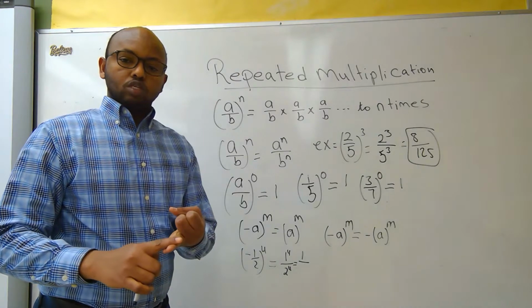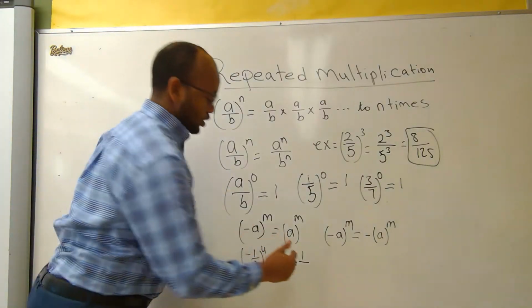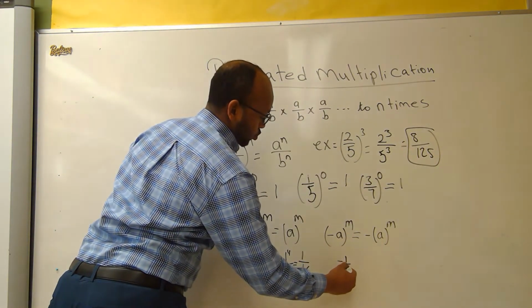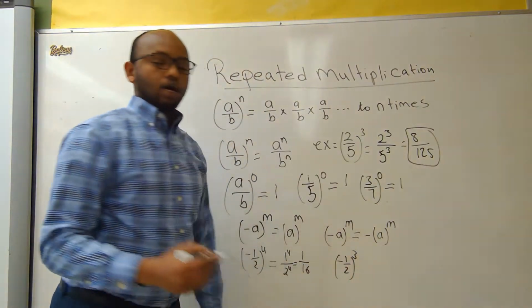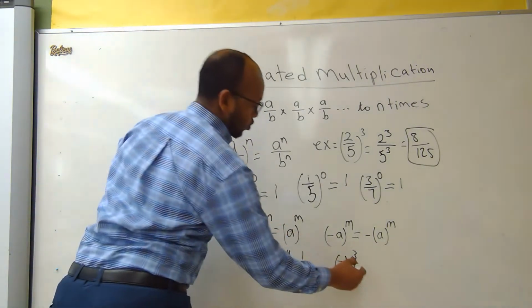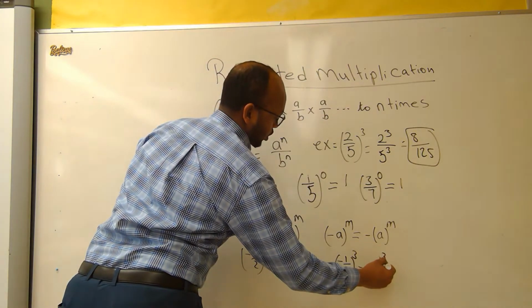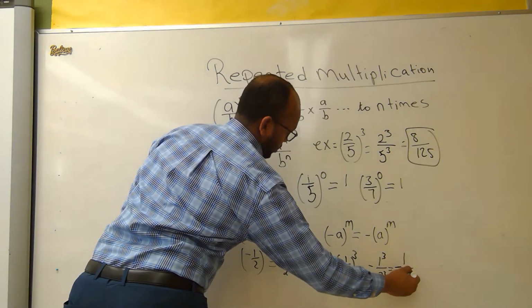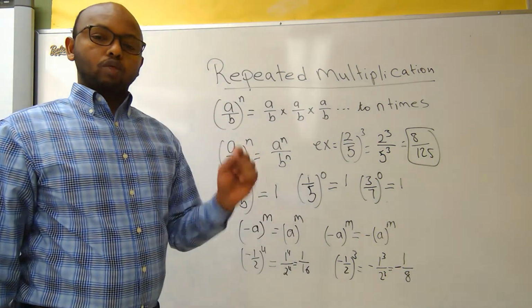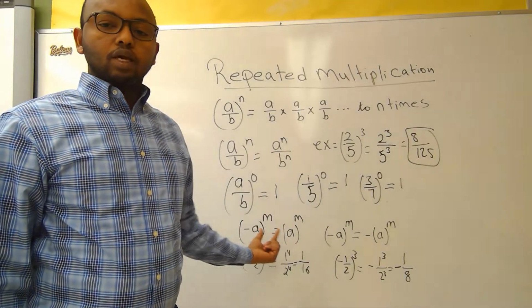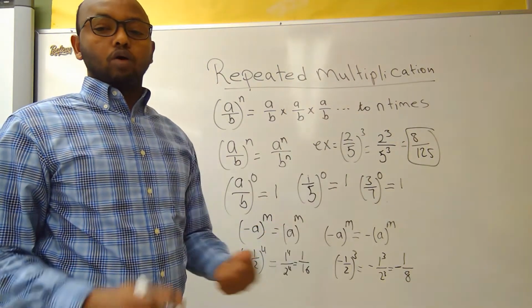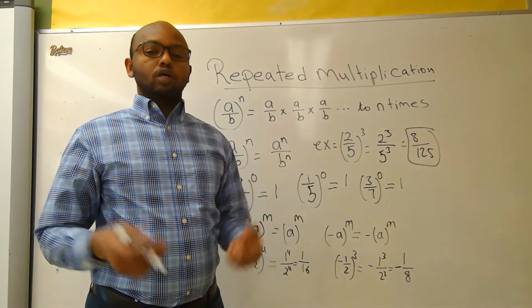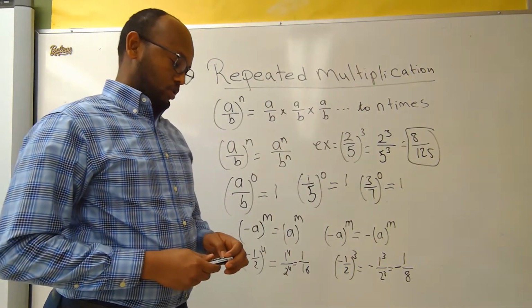2 times 2 is 4, 4 times 2 is 8, 8 times 2 is 16. That's done. How about if I put here minus 1 over 2 power 3? Now we have an odd power. That will give me minus 1 power 3 over 2 power 3, which is minus 1 over 8. Now, makes sense? When you are using a bracket and there is a negative, but you have a power, if the power is an even number, then your answer will be positive. If the power is odd, then your answer will be a negative number.